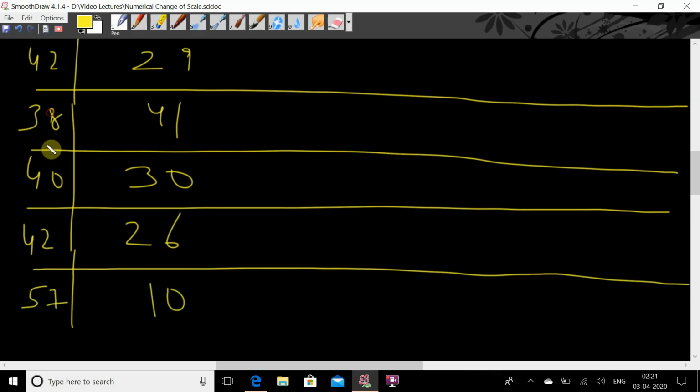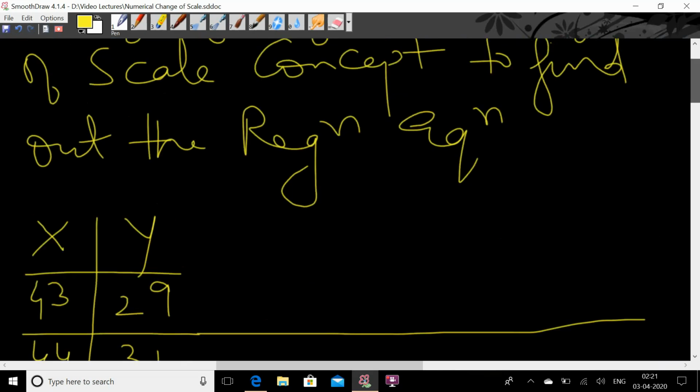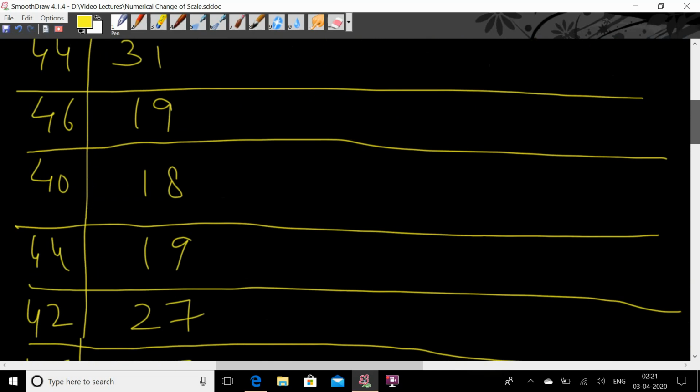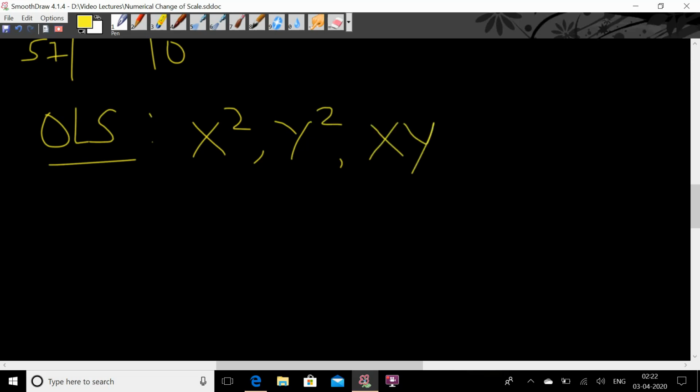57, 10. So as you can see, there are 12 pairs of observations of x and y, and we have to calculate the regression equation. Now if you go by the first method, which is your OLS method, then you need the values of x squared, y squared, and xy. Suppose we take the observation 38, so 38 square will become a very large number. So we can't use the OLS method. Obviously we can use it, but it will be difficult in this case.